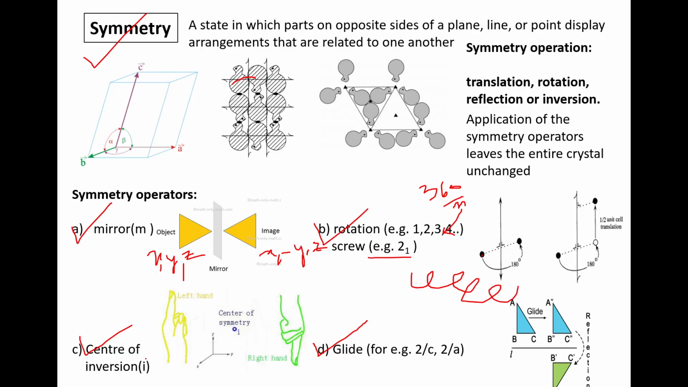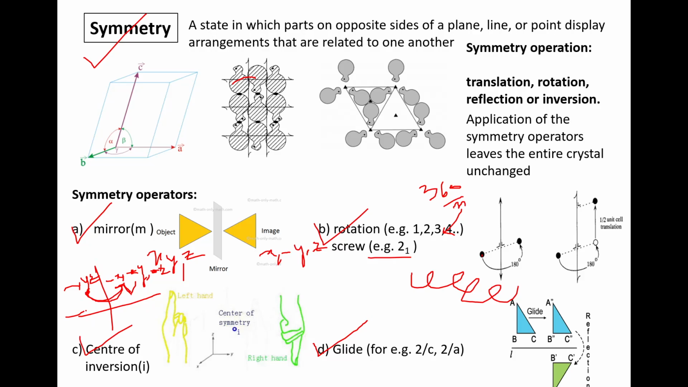What is center of inversion? Center of inversion means you have a rotation axis, and perpendicular to this rotation axis you have a mirror. If you have one point here, you first rotate it. If it is x, y, z, then here it will become minus x, y, minus z due to this rotation, right? The y will be positive because you are rotating along the y axis.